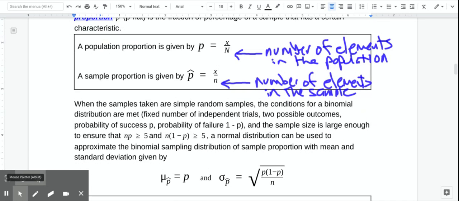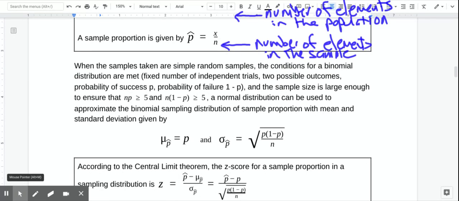So if we want to use the central limit theorem, we have to meet some conditions for this. They have to be simple random samples. We have to have the conditions for the binomial distribution. So that means they're independent trials, a fixed number of them, only two possible outcomes. That's important. The probability of success for one of the outcomes is P, and the probability for the other outcome is 1 minus P. And then the sample size has to be enough that both of these are true. So make sure you highlight that, circle it, star it.